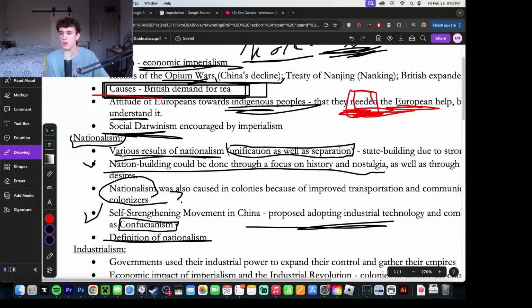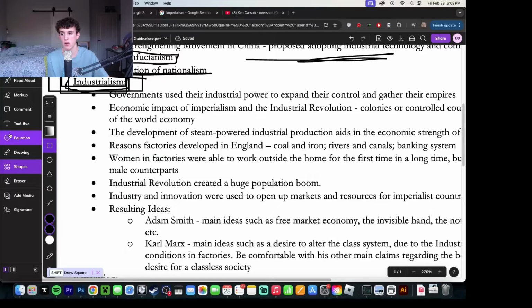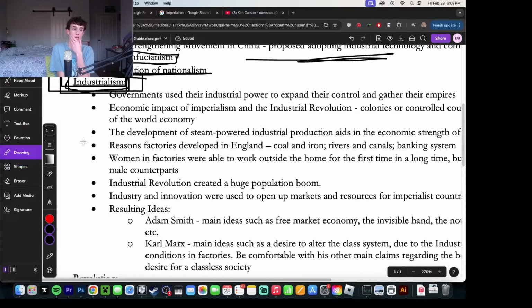All right. So moving on from nationalism to industrialism. This is pretty much the most important part we're going to go over, because industry is really this big turning point in the entire world. We're now really focused on how the whole world is modernizing rapidly.